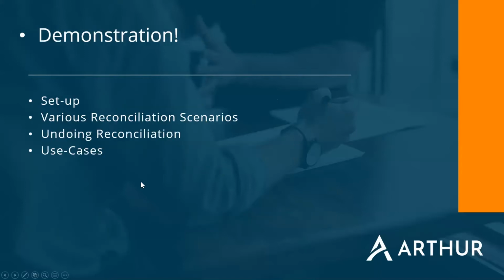So next, like I said, we're going to be doing a demonstration. What I'm going to go through first is how to set it up within Arthur. So how to subscribe to the service, how to set up a bank account, how to set up the live feed, and the whole process behind that. Some various reconciliation scenarios, such as underpaying and overpaying a rent, and showing you our advanced matching method, as well as undoing reconciliation. And after which, like I said, within the Q&A, we can discuss some specific use cases.